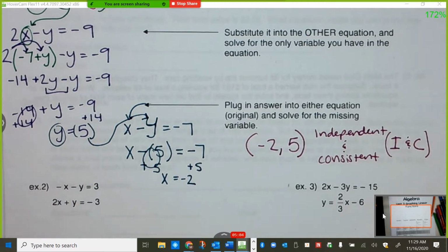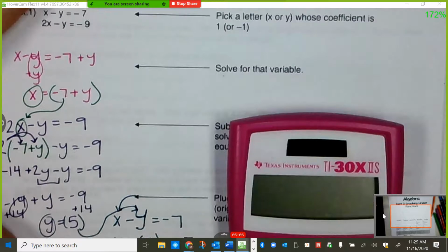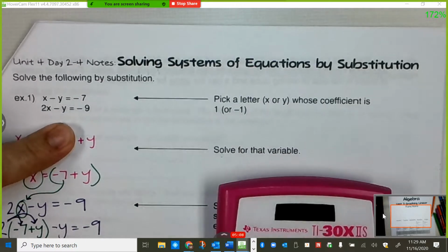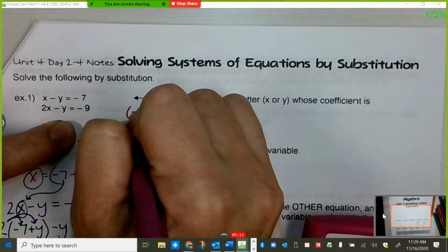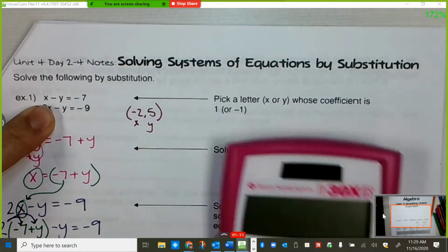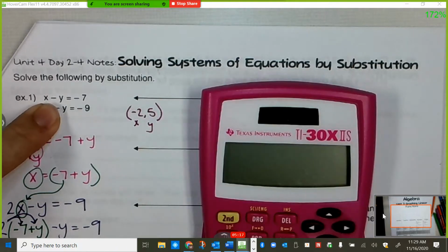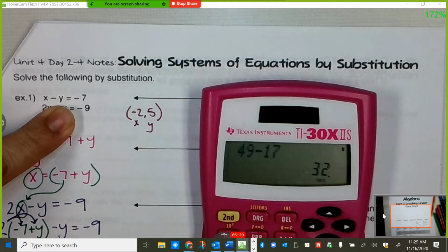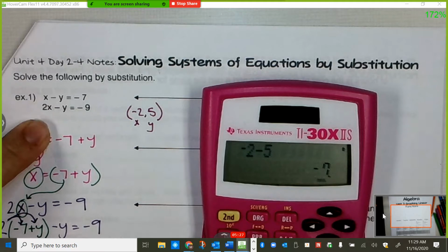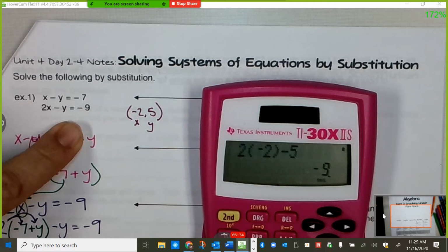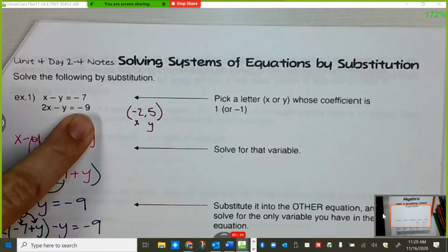So if we wanted to check our work, you can come up here to our originals. We know that our answer is -2, 5. This is my x, this is my y. So I can do x, which is -2, minus y, which is 5. Might help if I turn it on. And does that equal -7? Yes. So then I could also check it on this one, because remember, it has to work on both of them, not just one of them. And it also works. So that is my solution, and I just proved it.